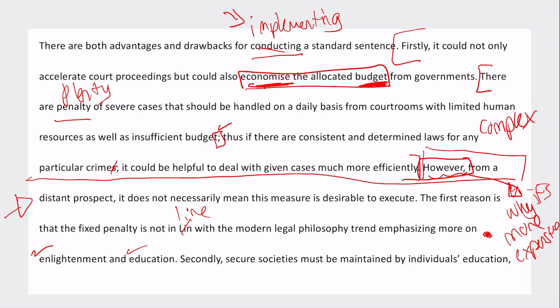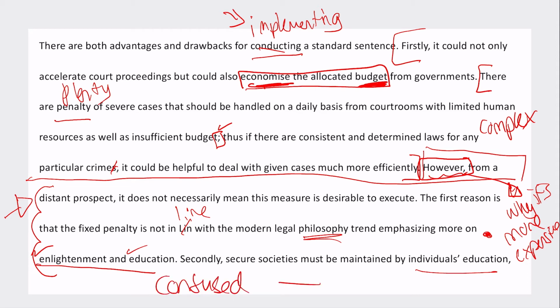So this candidate has tried that, and I appreciate the effort, but they've gone on to talk about a different topic. They've talked about enlightenment and education. They've talked about philosophy. They've talked about education again. Individual freedom. So this makes your essay sound confused because you've got two totally different topics, topic 1 and topic 2, in here. When you're trying to make an argument, can you feel how that doesn't make sense?